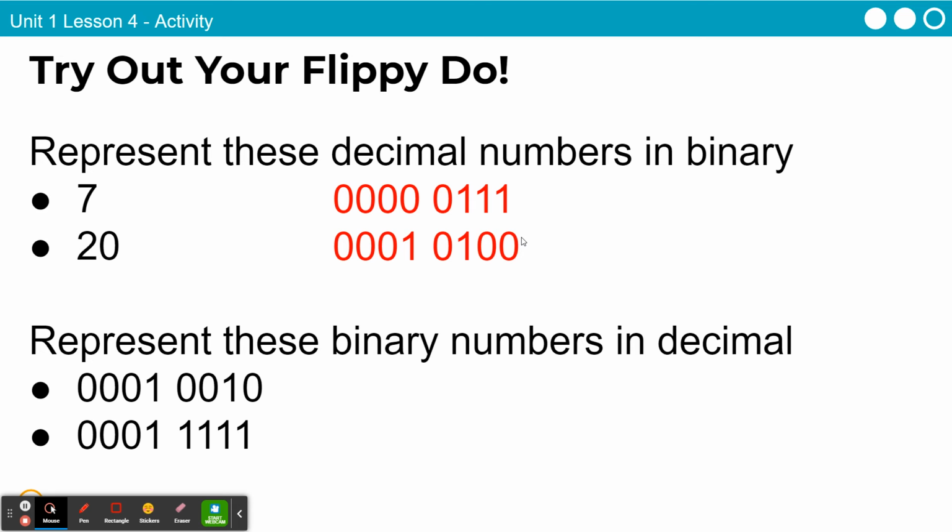Then do it the other way. Playing around with these numbers, build this with your flippy do right here. Build this number with your flippy do, and then build this number with your flippy do, and tell me what they are in decimal form, all right? The thing we know as regular numbers, decimal form. And hopefully, you came up with what we know is the value of 18 and the value of 31, expressed in decimal as 18 and 31.